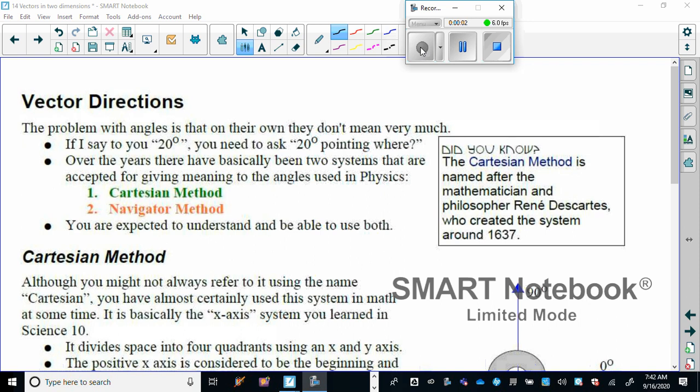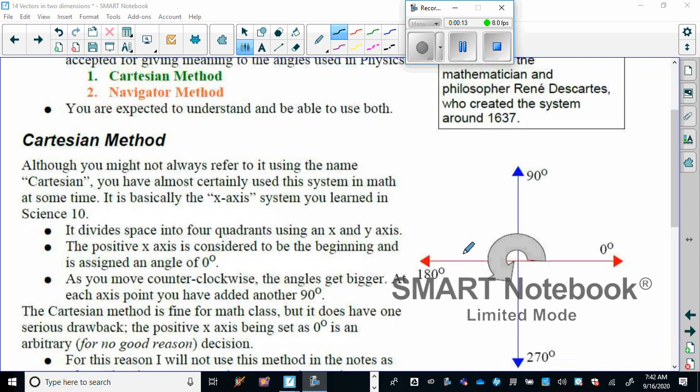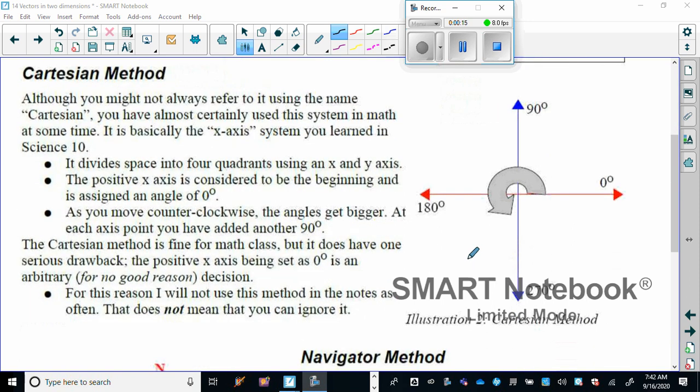Part 2 of lesson 14, where we're going to discuss direction in more detail. We're given two methods of expressing direction. One is the Cartesian method. This is the method you will see in math class, Math 20-1, 30-1, where 0 degrees is the positive x-axis, and you measure in a counterclockwise direction.